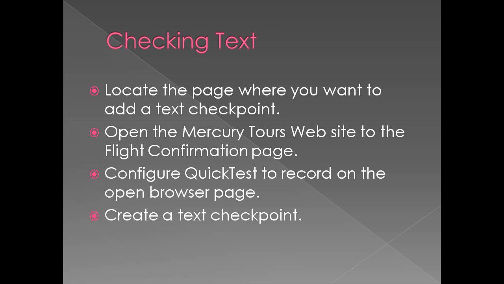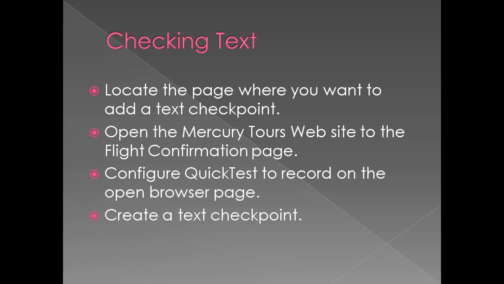In this section, you will add a text checkpoint to your test to check whether New York is displayed in the flight confirmation page. 1. Locate the page where you want to add a text checkpoint. A. In the test flow pane, double-click the flight confirmation action. The action is displayed in the keyword view. B. In the keyword view, highlight the first row displaying flight confirmation, Mercury.